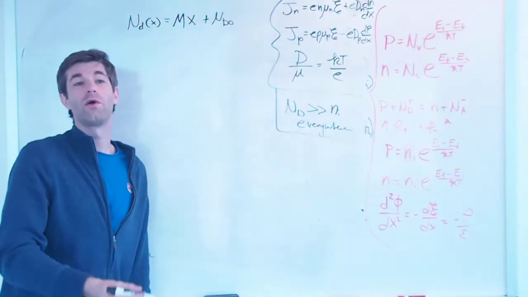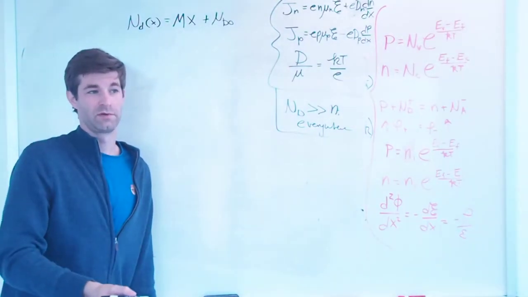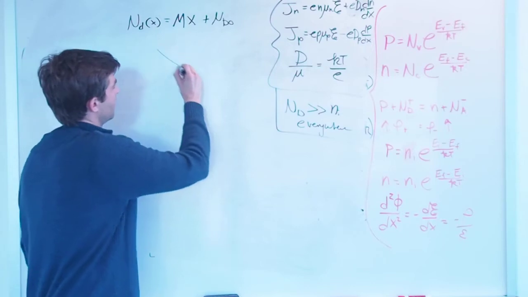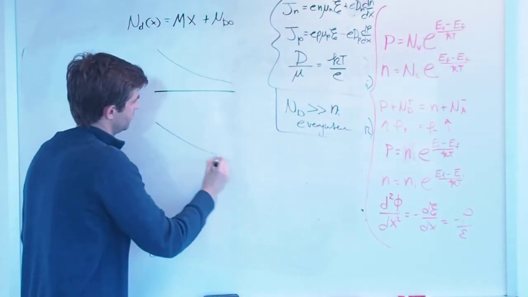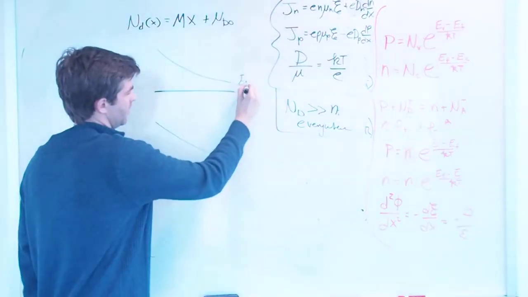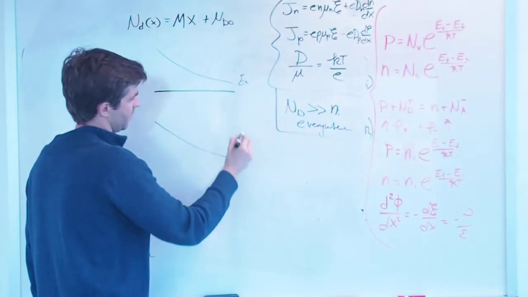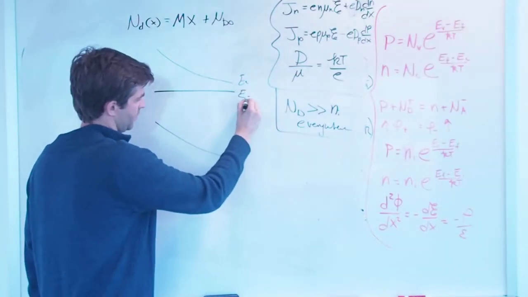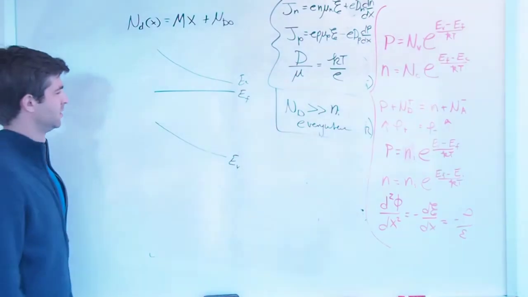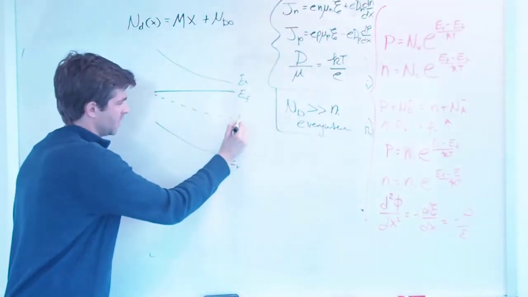So the Fermi level is always going to be above the intrinsic Fermi level, right? So we know that it's going to look something basically like this, right? This is EC, this is EV, right? And this is EF, just like that. That's our Fermi level, right? And this could be Ei, right?